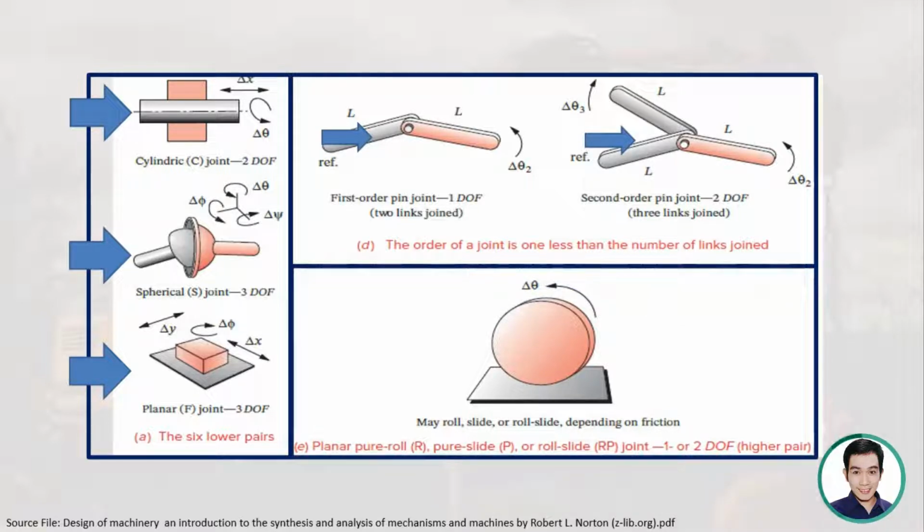And then we have the planar, pure roll, pure slide, or roll slide joint. It can either have 1 degree of freedom or 2 degrees of freedom, and it's considered a higher pair because there is a point or line contact between the two. It can roll, it can slide, or it can do both depending on the presence of friction. So that's why it's actually a complex kind of motion.